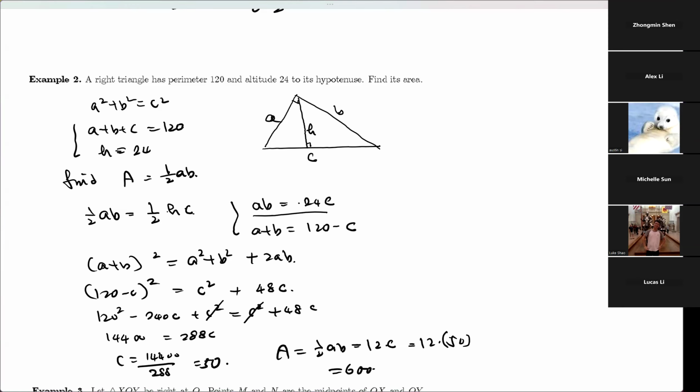All right. So let's take a look at the example again. You have to draw the picture and introduce variables. Then you write down all the given information using those variables. Then the next part is just algebra.